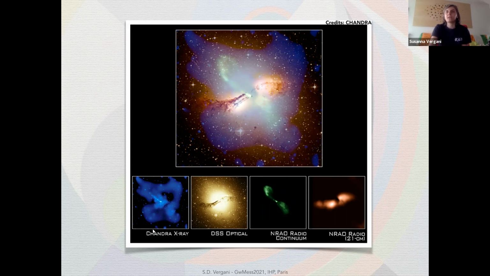The X-rays are very sensitive to the hot gas. In the optical, you will also see, for example, the absorption from the dust that is present in this region. In the radio, which is sensitive to synchrotron processes, you see the jets. And in a very specific frequency of the radio, you will see the presence of hydrogen. All together, they will give us the full picture of the galaxy, okay? So if we want to understand an astrophysical object, we really need a multi-wavelength approach.